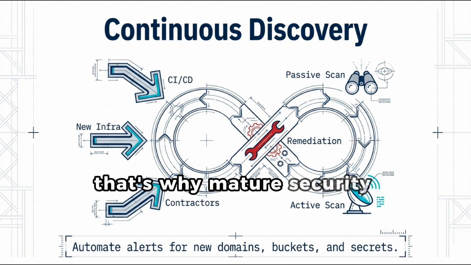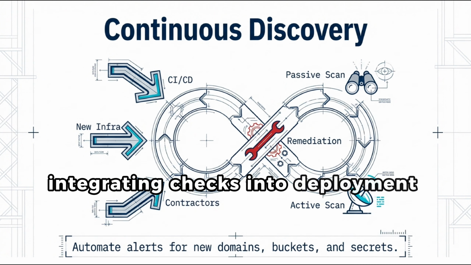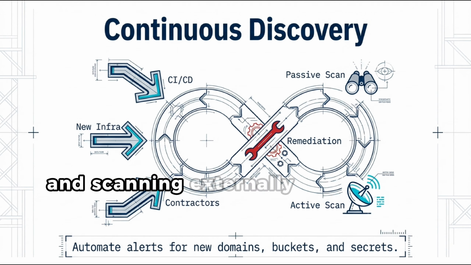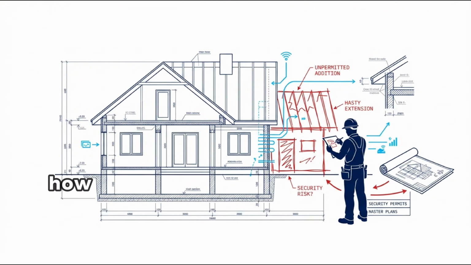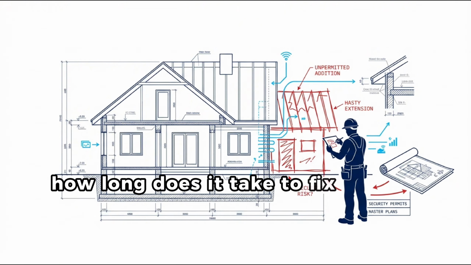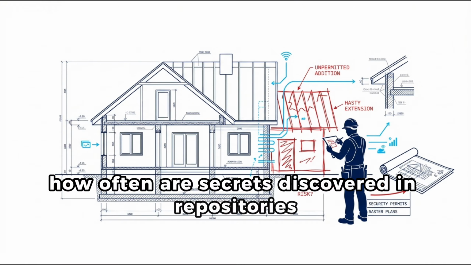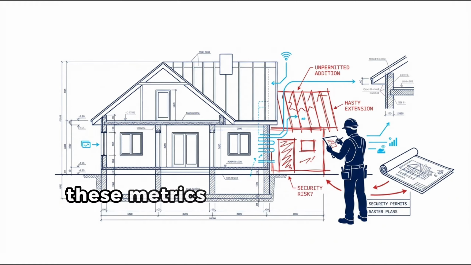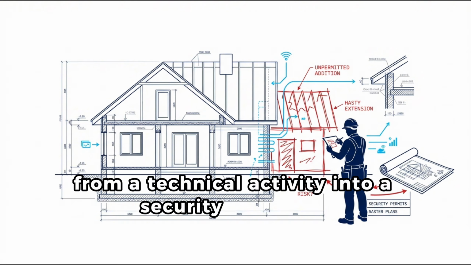That's why mature security programs automate enumeration, integrating checks into deployment pipelines, running passive monitoring daily, and scanning externally on a regular schedule. You can even measure progress. How many internet-facing assets do you have? How long does it take to fix critical exposures? How often are secrets discovered in repositories? How many unexpected services appear over time? These metrics turn enumeration from a technical activity into a security capability.